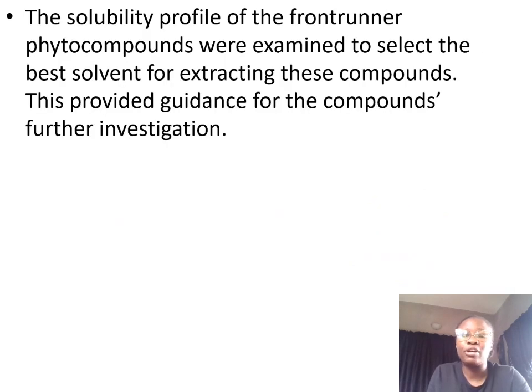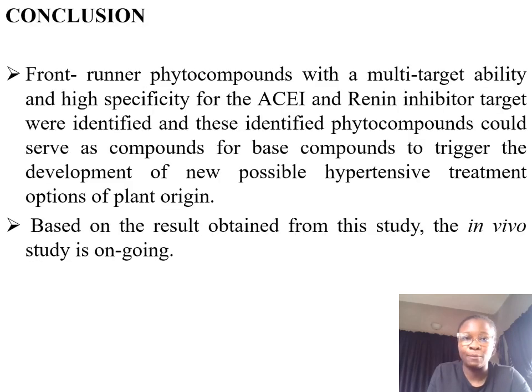The solubility profile of the frontrunner phytocompounds was examined to select the best solvent for extracting these compounds, and this helped guide our in vivo and in vitro studies, which are already ongoing as we speak. Conclusion: front-runner phytocompounds with multi-target ability and high specificity for ACE inhibitor and renin inhibitor were identified, and these identified phytocompounds can serve as base compounds to trigger the development of new possible antihypertensive treatment options of plant origin, and based on this, the in vivo study is ongoing.